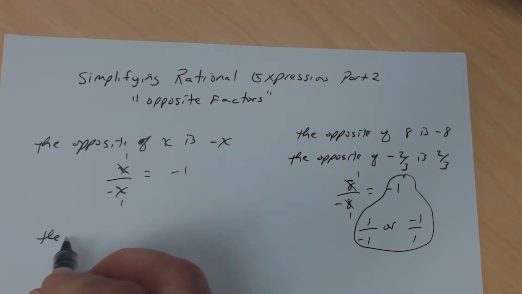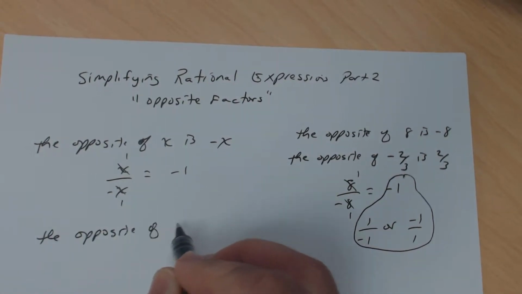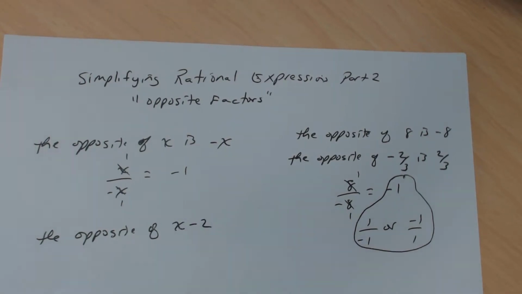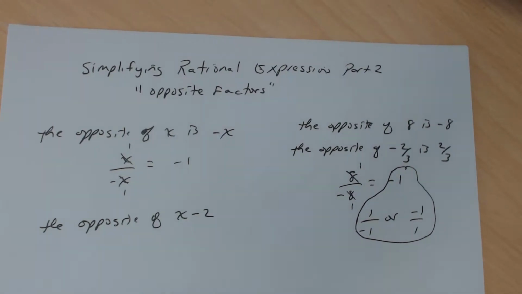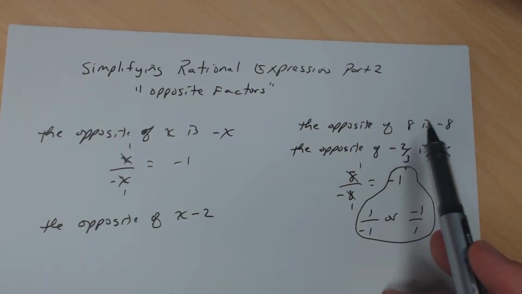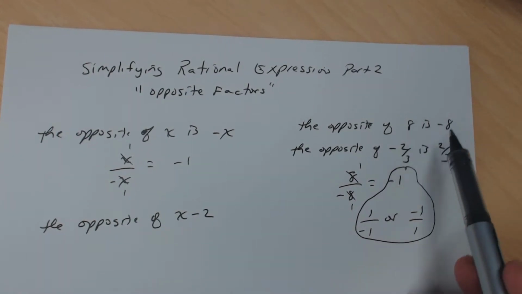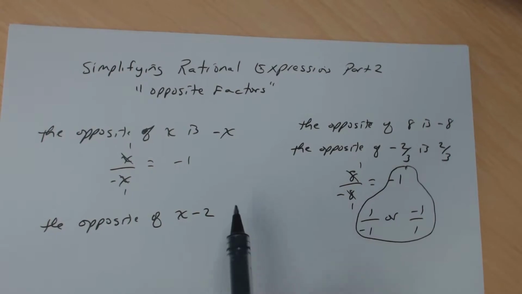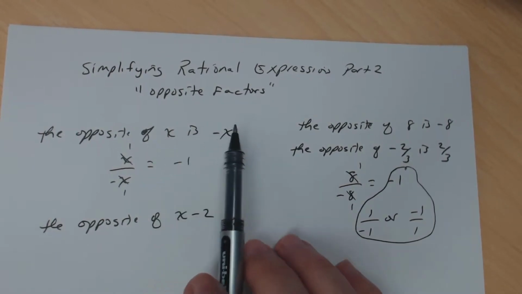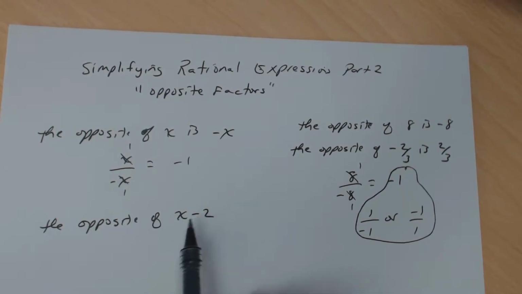The opposite of x minus 2, now we're looking at a binomial. The opposite of x minus 2. So if you remember, the opposite of just one thing, it's just changing the sign. So the opposite of 8 is negative 8. The opposite of negative 2/3 is a positive 2/3. The opposite of x is a negative x. So right here, look at each term individually. That's the best thing to do.